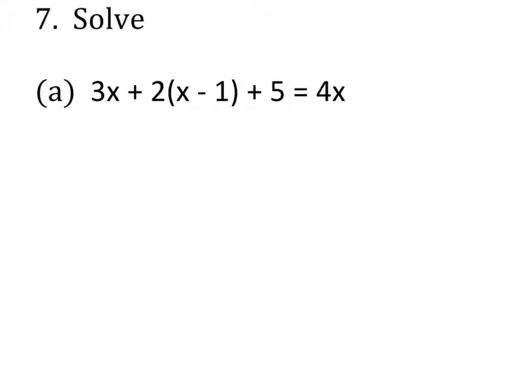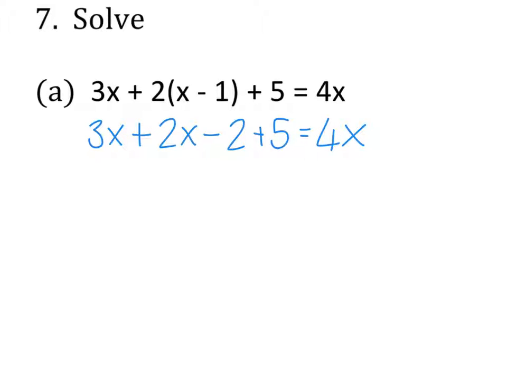This is question number 7 in the non-calculator. Part A, the first of 2 equations to solve. So we have 3x plus, and then 2 times a bracket, then plus 5, and that's equal to 4x. So the first thing we're going to do is get rid of that bracket. So we have 3x plus, and then it's 2 times x, which is 2x. Take away 2 times 1, which is 2. Then we have a plus 5, and then equals 4x. So looking for like terms, we have 3x plus 2x, which is 5x. Then we have negative 2 add 5, which is plus 3, and that's equal to 4x.